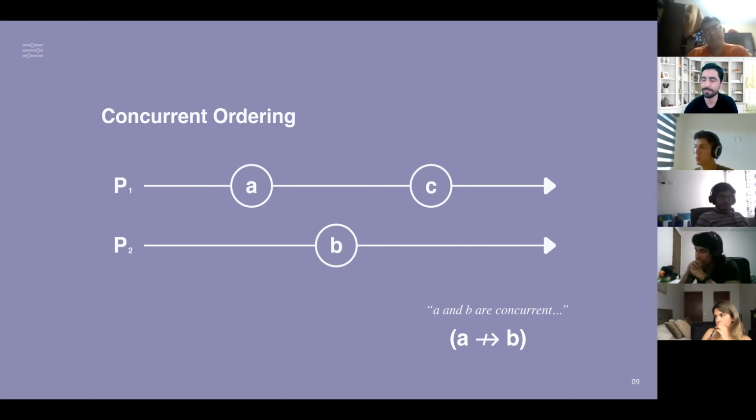We cannot say that A and B causally affect each other because you are not seeing an arrow connecting them, and they are in different processes. We say that A and B are concurrent, and we represent that with an arrow with a cross in the middle of the arrow.